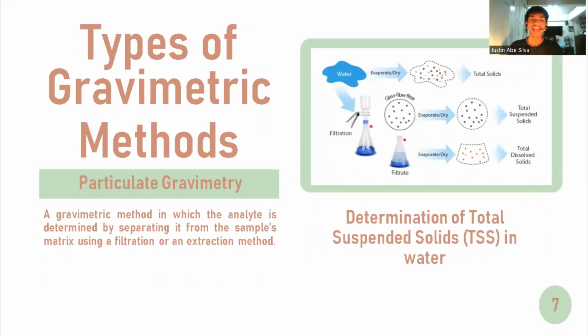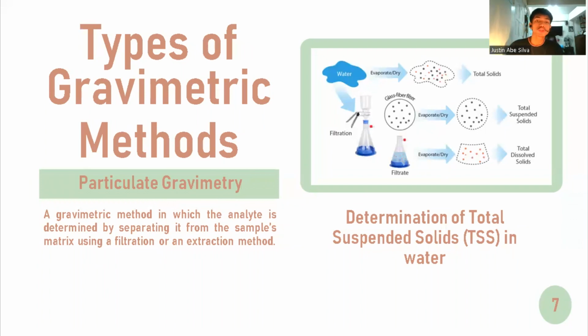So this is where the analyte is determined, in which particulates are separated from the sample either through filtration or extraction methods. Other extraction methods can also be adsorption methods. So that is one. A good example of this is the determination of total suspended solids, or TSS, in water. This can determine the amount of organic and or inorganic solids present in our wastewater.